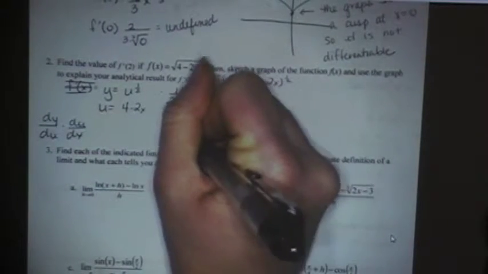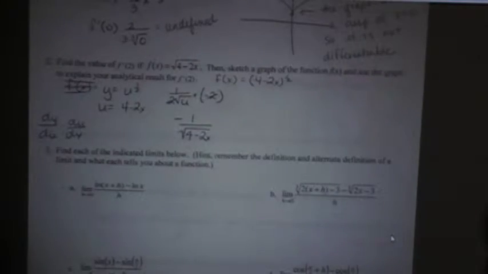Announcement, can you please release all varsity football players at this time? Thank you. Square root of 4 minus 2x.